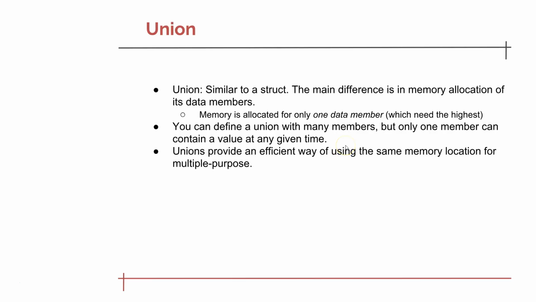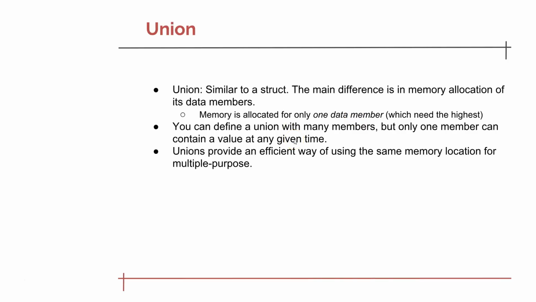Finally, you will learn about union. Union is again similar to structure. The only difference between a union and a structure is the memory allocation. When you define a union type variable, the memory is allocated only for one data member, so the amount of memory that is allocated will be equal to the memory required by the largest variable.